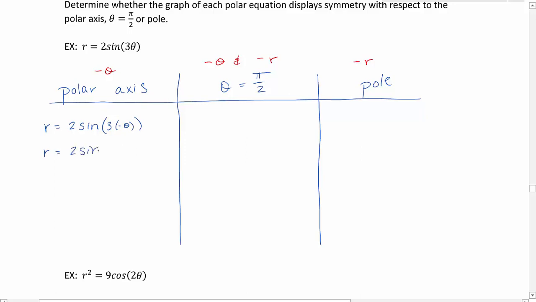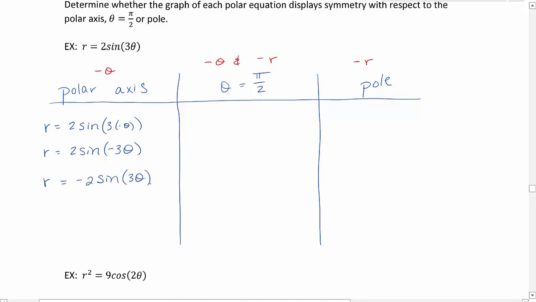So here we start our cleanup process. This argument becomes negative 3 theta. Now we want to use our negative angle identity for sine. Remember that sine of negative theta is equal to negative sine of theta. So this negative is going to come out of the argument, and in front of our sine, r equals negative 2 sine of 3 theta.